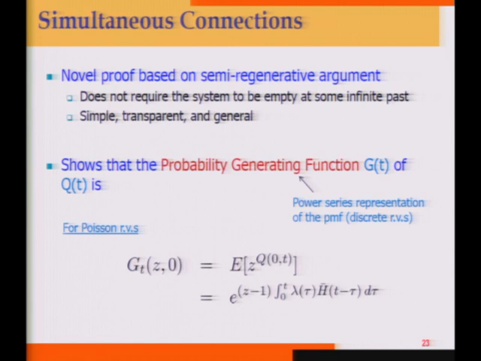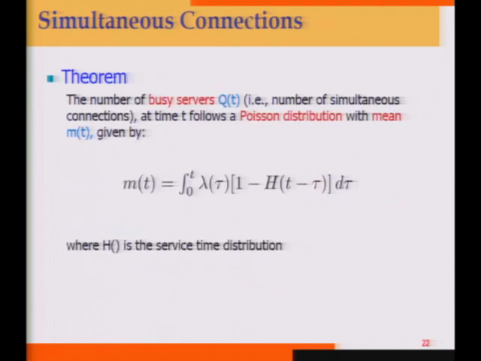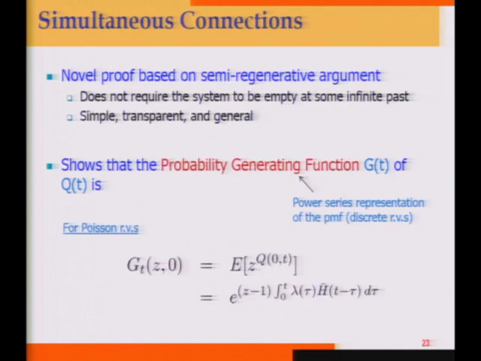So how do you prove that expression? We showed the theorem, but how do you prove it? I'll show you a brief overview of the proof that we think was novel and not done in the literature before. This proof is based on a semi-regenerative argument for the M/G/infinity queueing system.